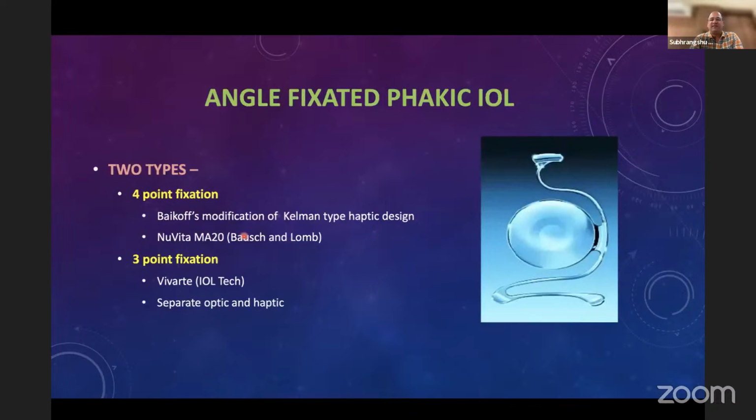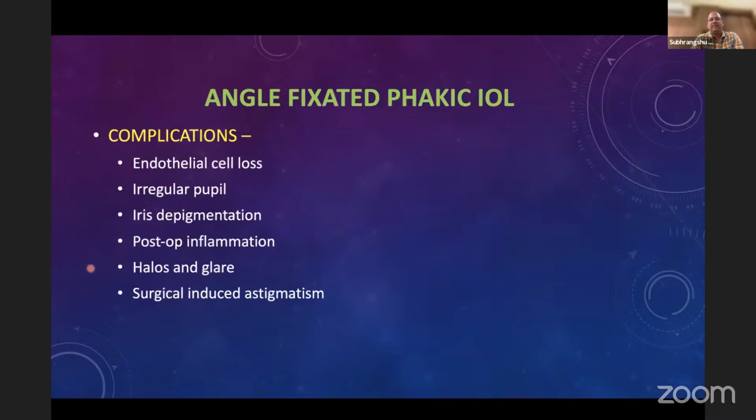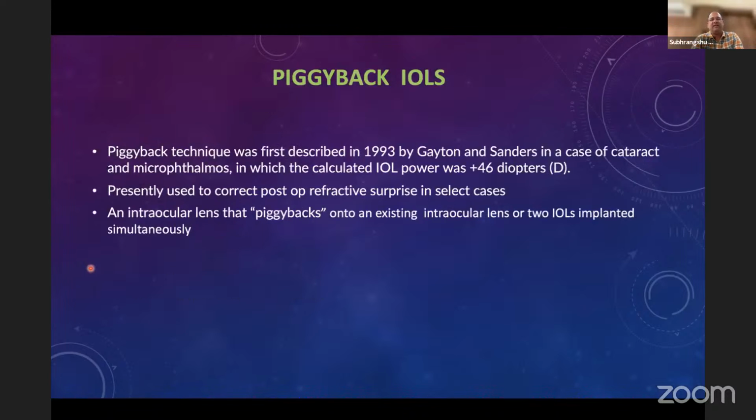Now, angle fixated phakic IOLs, there were two types actually: 4-point fixation and 3-point fixation IOLs. Of course, complications were similar to any AC lens. Now coming to piggyback lenses, the piggyback technique was first described in 1993, in a case of cataract with microphthalmos, in which the calculated IOL power was 46 diopters. Presently it is used to correct post-op refractive surprises in select cases.